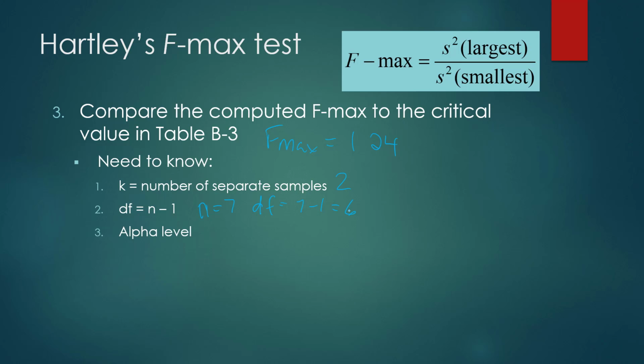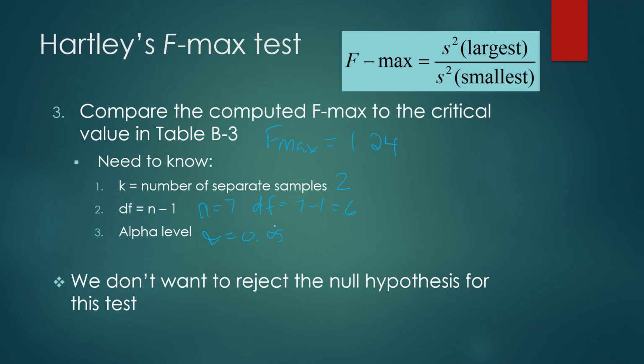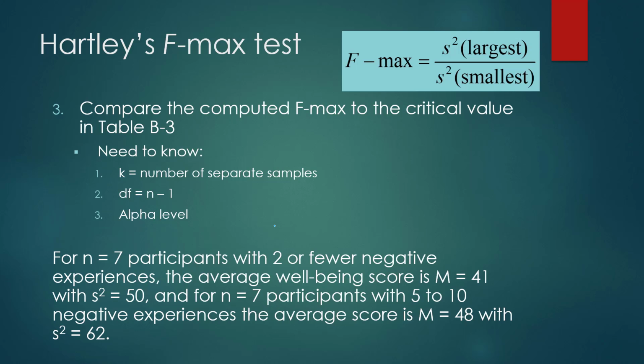We also need to know our alpha level. So our alpha level was 0.05. And the goal here is to not reject the null hypothesis. We want to fail to reject the null hypothesis because we want that Fmax to be the same. We want those two variances to be the same. So again, going back to our example, we said this was 2, this was 6, and this was 0.05.